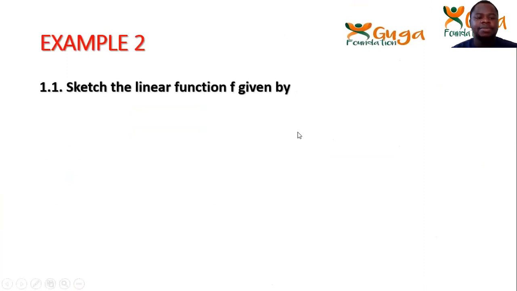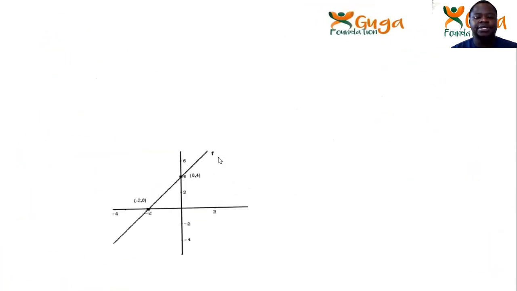Now let's look at example number two. Sketch the linear function f given by f of x is equal to 2x plus 4. So first thing first, you calculate the x-intercept, then you calculate the y-intercept, then you join the points.